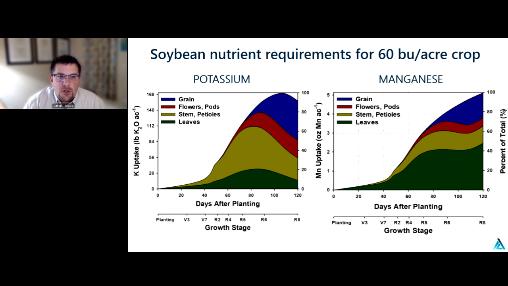All right, here are the results of the last poll question, and it seems like the two nutrients that really stand out here are potassium being the number one nutrient of greatest concern, sulfur number two, and then some of the micronutrients, particularly boron, being the third nutrient of greatest concern.